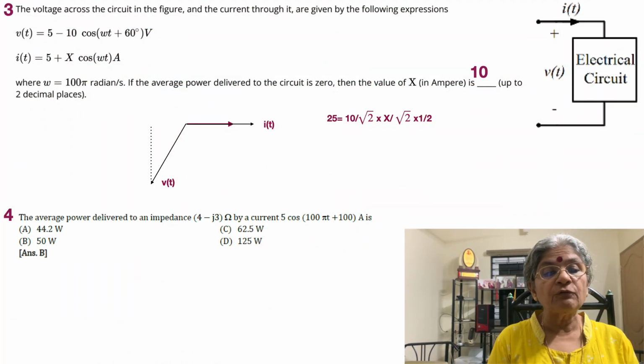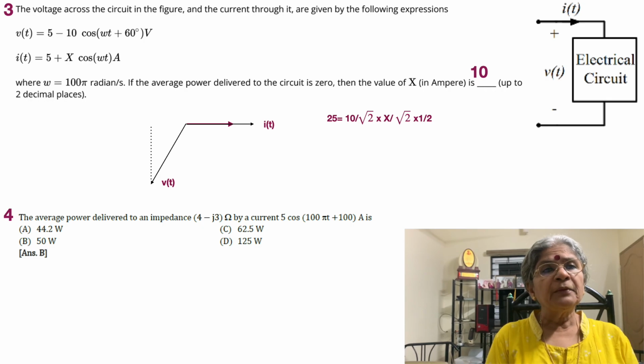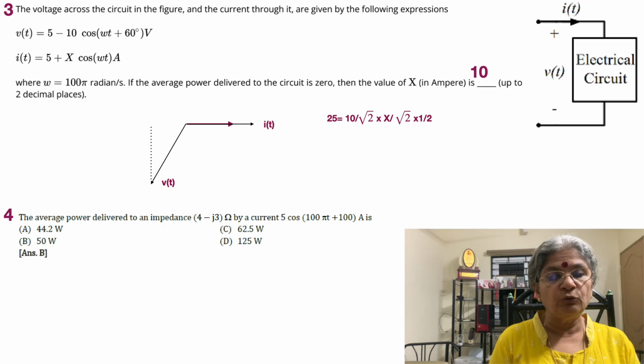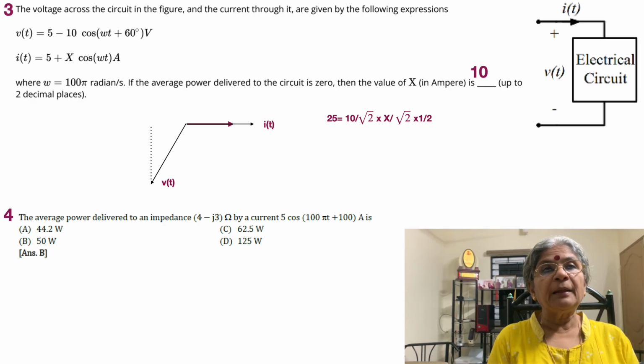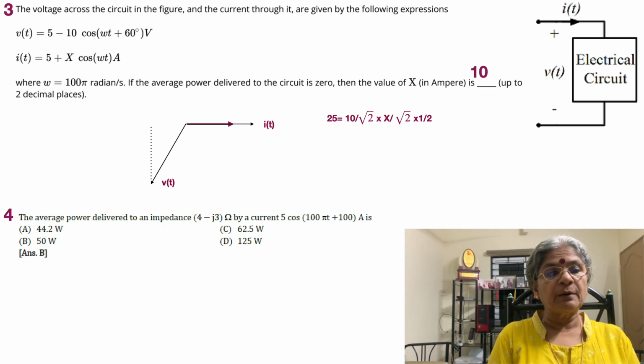Moving on to the fourth problem: the average power delivered to an impedance of 4 minus j3 by current 5 cos 100 pi t plus 100 amps is what? It's very simple in the sense that we are having 5 as the maximum value of the current. So 5 square, but of course you have to divide by root 2, so 5 square by 2, because this is the maximum value, multiplied by 4, because only the 4 consumes power. 4 minus j3, only the 4 consumes power. So it's clear that answer B is correct, which is equal to 50 watt.